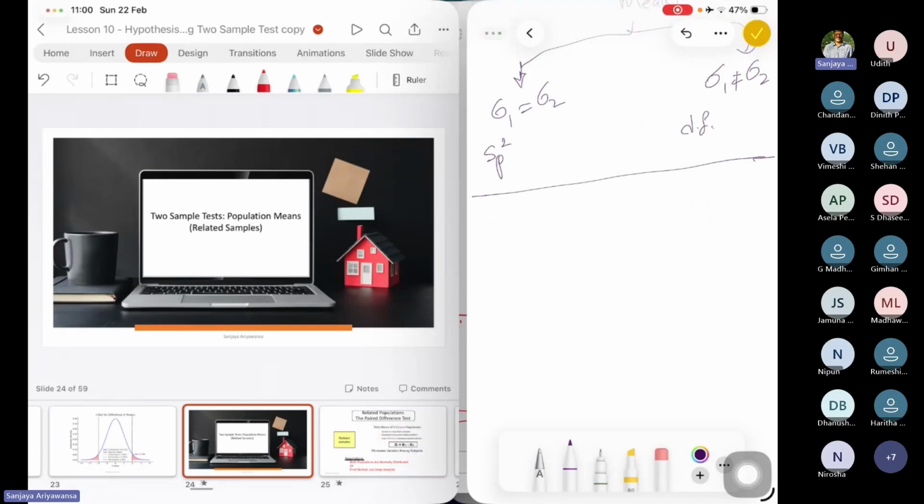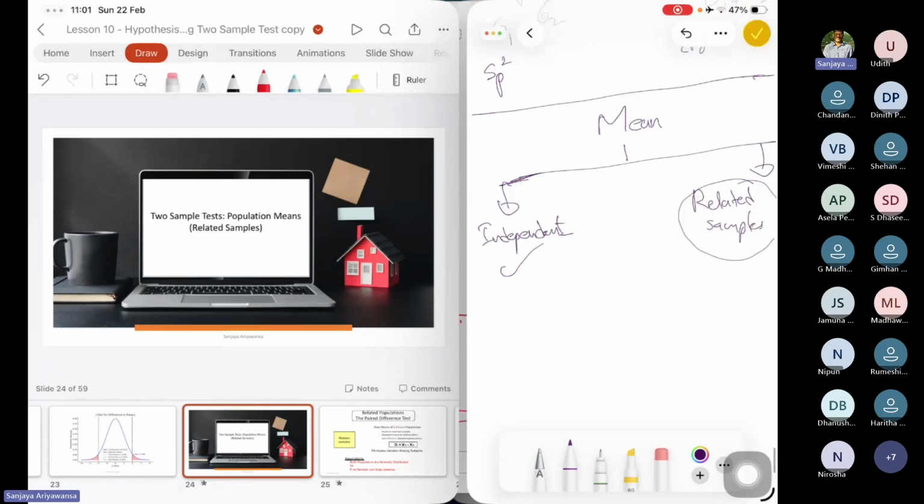Now we are still under mean, because remember we are looking at hypothesis testing for two sample means. We looked at independent means, so that is done. Always don't forget the big picture. Now we are coming to related samples. These are our next section, related samples.